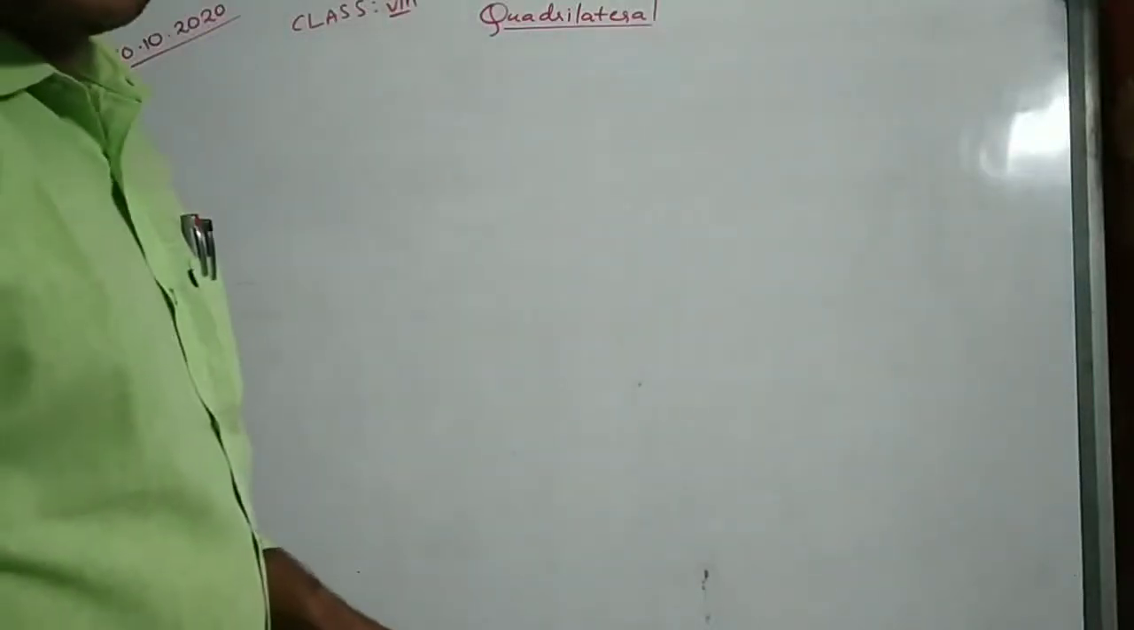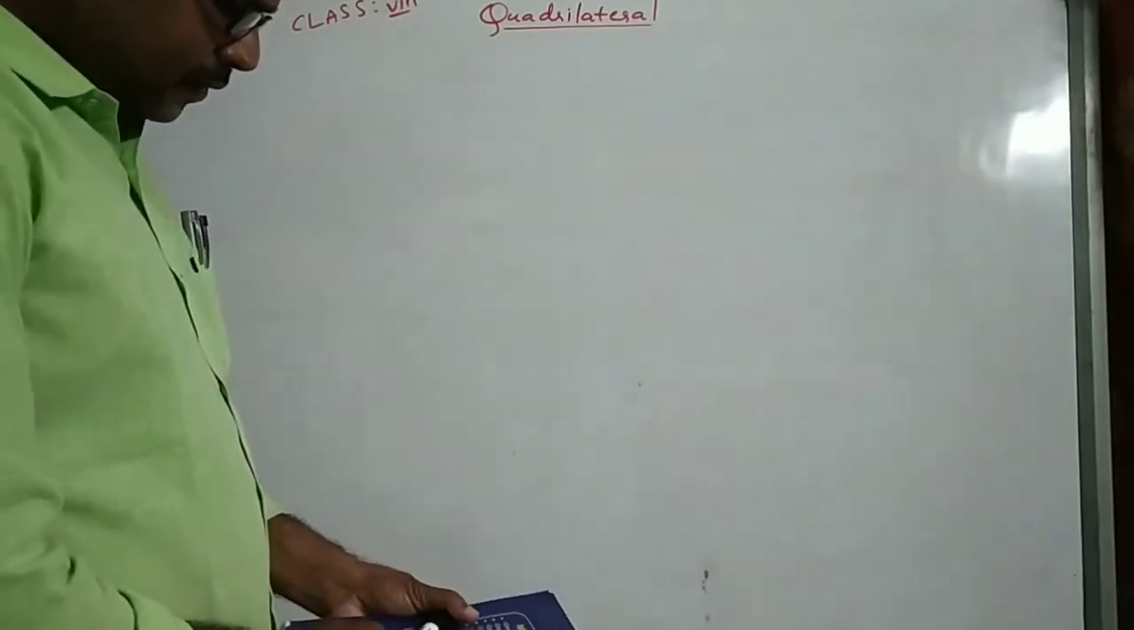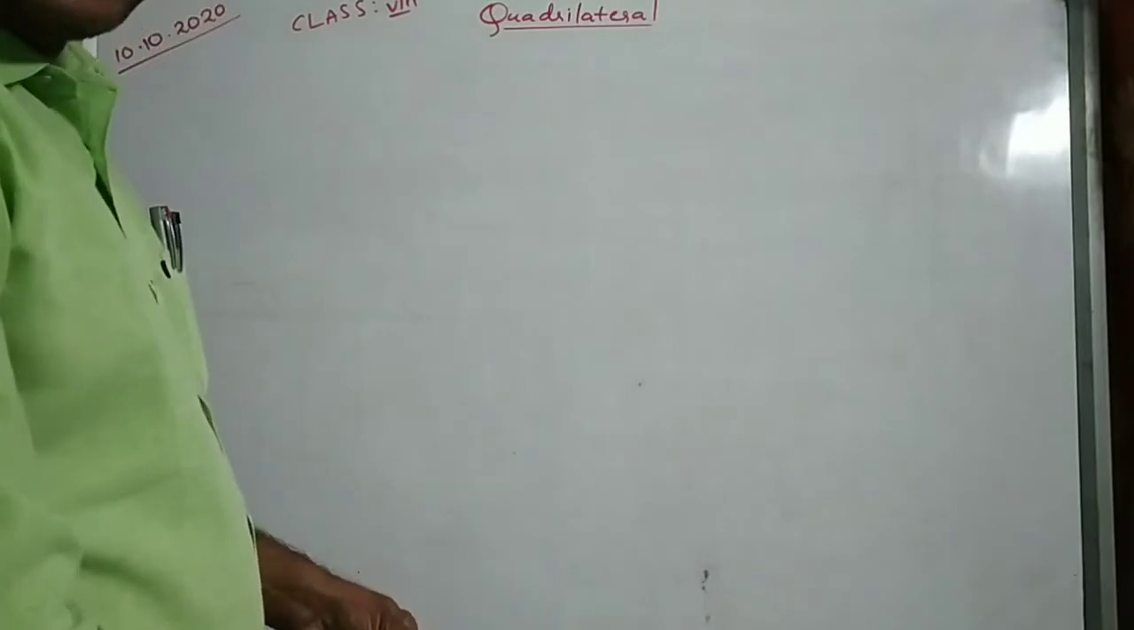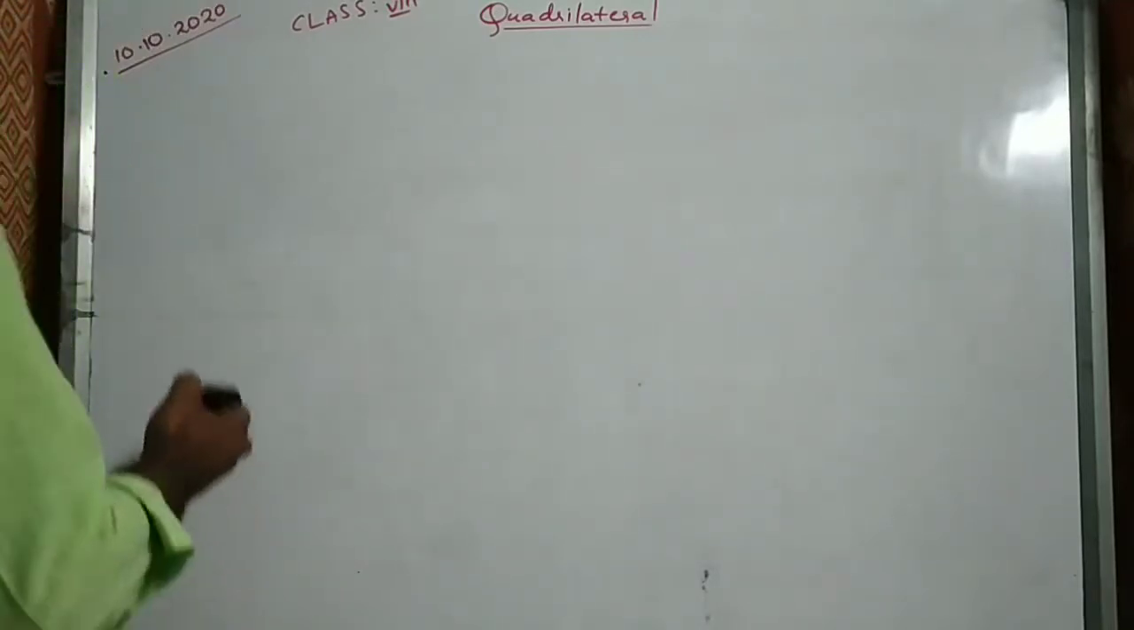Hi students, welcome to our maths class. In the previous class, we have seen some concepts of quadrilateral like rhombus, parallelogram, trapezium and their areas.